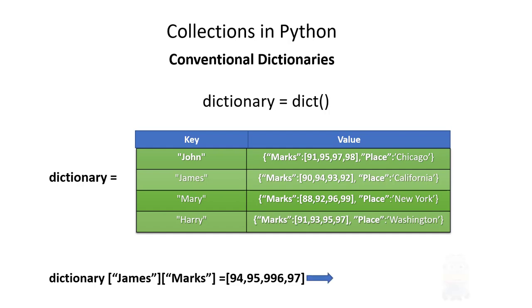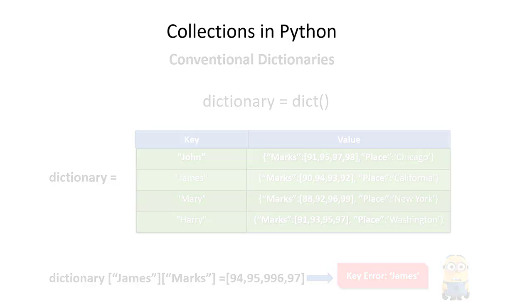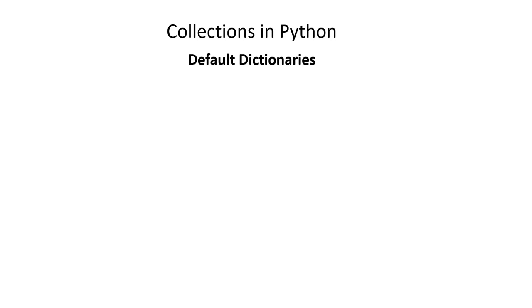Then we are going to face an error stating James is not a right key that's present in this dictionary. So how do we mitigate this problem? Is there any other way in which we can make sure that this instruction gets successfully executed in our dictionary? To suffice such requirements, we are going to pick up one of the collections in Python termed default dictionaries. So how is a default dictionary going to behave and how is it going to solve our problem statement?